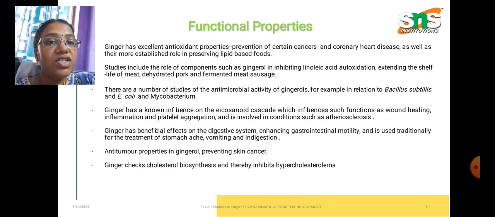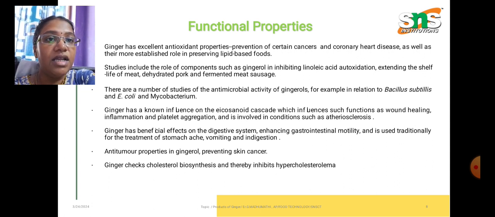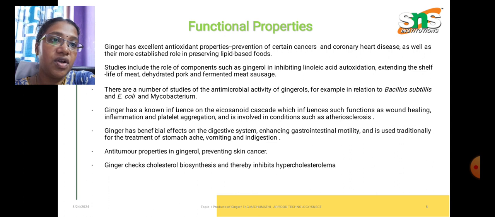So some of the functional properties of ginger. As we all know, ginger has many medicinal properties that are beneficial for health. It has an excellent antioxidant property that is useful in the prevention of certain cancers and coronary heart disease, as well as an established role in preserving some lipid based foods. Studies also include the role of components such as gingerol in inhibiting linolenic acid autooxidation to extend the shelf life of meat, dehydrated pork, and fermented meat sausage.